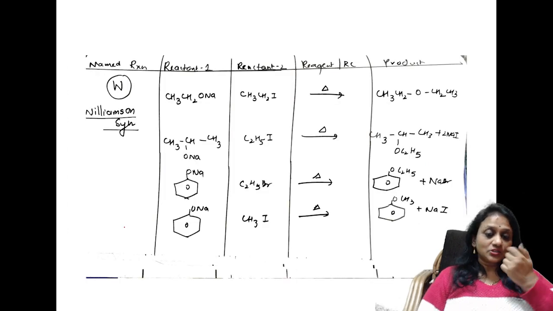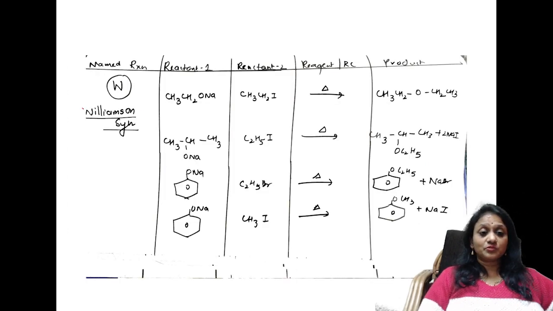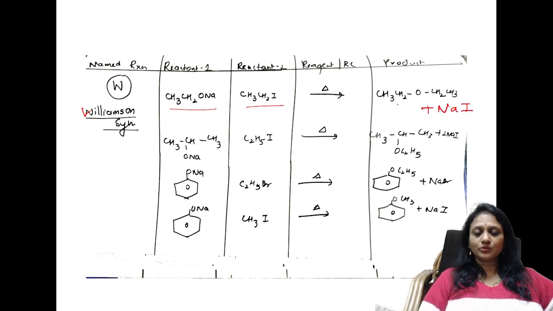Let's see. So in Williamson synthesis, the most important thing: you need to remember you have an alkoxide and an alkyl halide. So every time there's a difference in products. What should you remember? If you have a primary alkoxide, simple, normal NaI comes out and you get an ether, a symmetrical ether. Suppose if you have a secondary alkoxide.